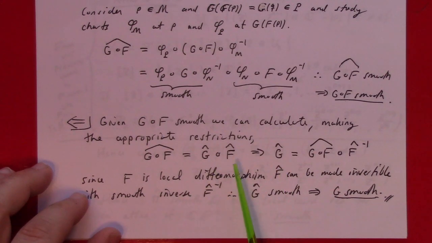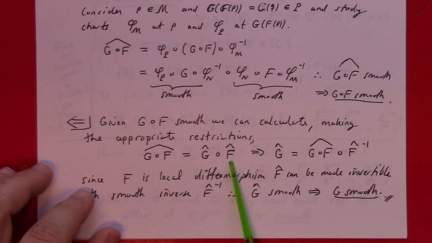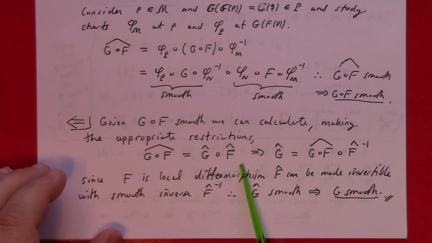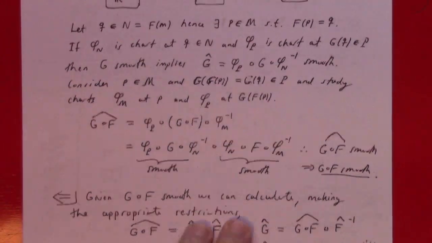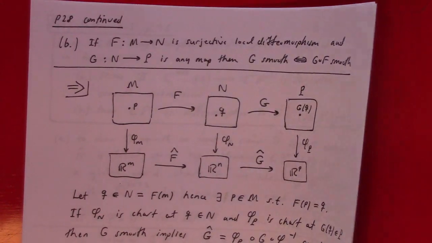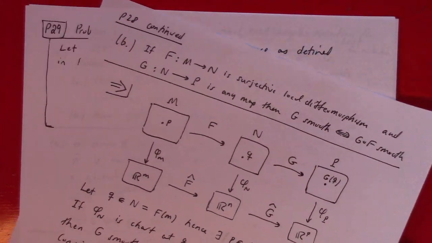But since F is invertible, F hat is invertible rather, not F. It's just the local coordinate representative of F which is invertible. That's what local diffeomorphism gives us. Then we can solve for G hat by composition of F hat inverse on the right. On the previous part, it was composition of F hat inverse on the left. Now it's on the right. So that's why A and B are different. They are different, but they're also very much the same. Okay, moving on here.